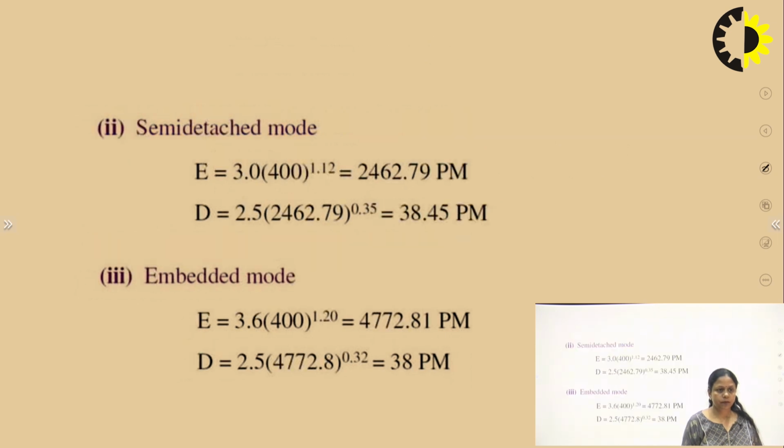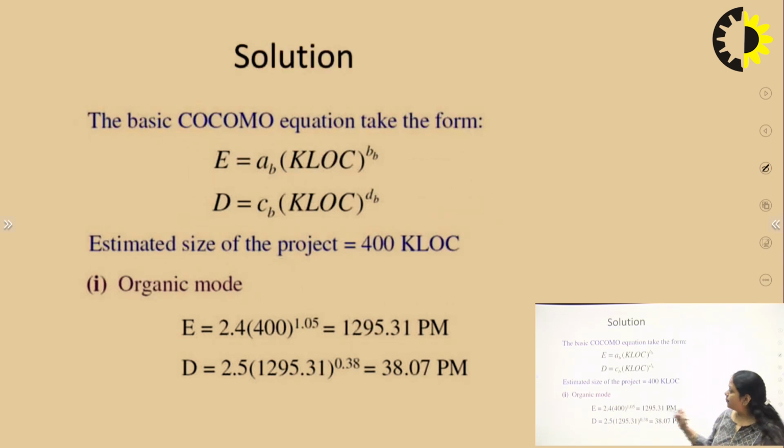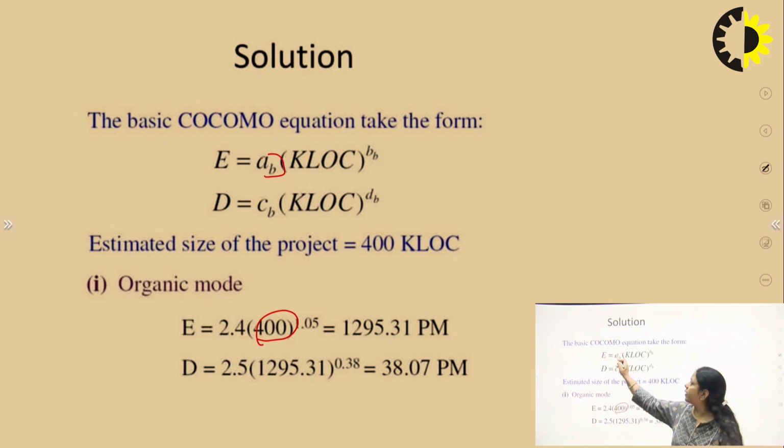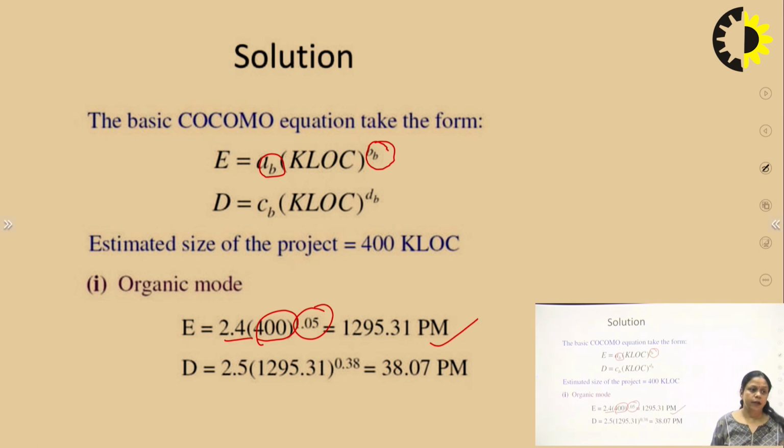You can see here. Firstly, we will start with the value of E. So we will put the value of kilo lines of code, 400, and then we will put the value of AB here, which is 2.4 in the table. Now we will put the value of BB, which is 1.05 in the table, and we will calculate the value of E for the organic mode. So these values for the different modes will be different. If we use organic mode, the value of AB will be different, and if we use semi-detached, then the value of AB will be different. And then when we calculate this effort, this effort will be put in the next formula for the development time. Then we can calculate the development time of the project.